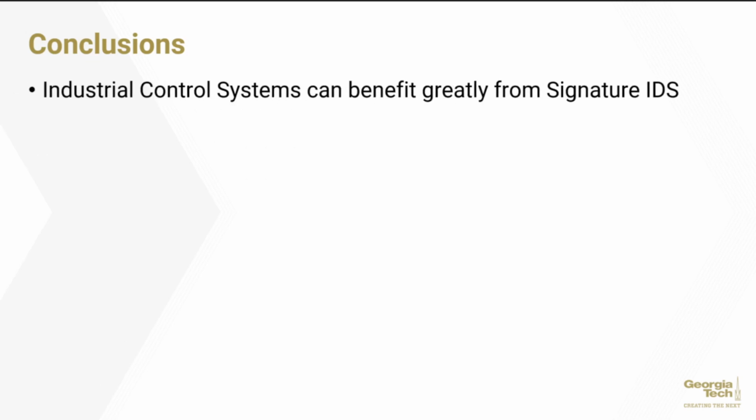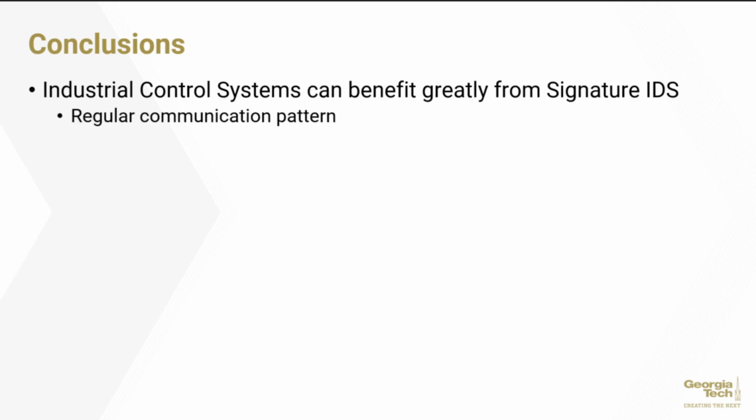This brings us to some of the conclusions. Industrial control systems, as we can see, can benefit greatly from signature intrusion detection systems. We can have a security operations center, for example, reading the alerts provided by the SNORT IDS. The Security Operations Center can call the operation engineers to make sure that the process is running as expected. If any alert occurs, we have over 90% probability that it is a real alert.